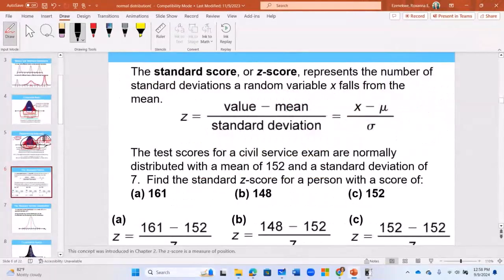All right. So this is what I've been talking about, though. The standard score or z-score represents the number of standard deviations a random number x is from the mean. I want to make sure we know that this random number is called a value. A random number x minus the mean, and so on. This is the formula for standard score. Okay, so they gave us an example to do.